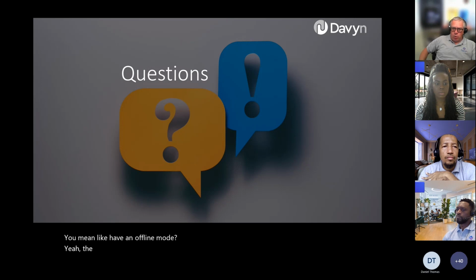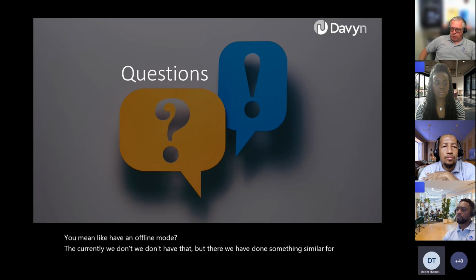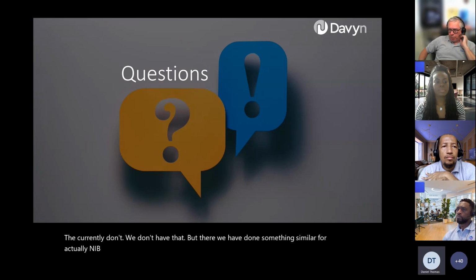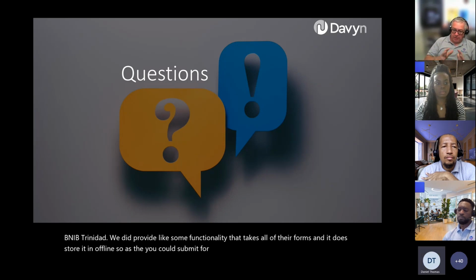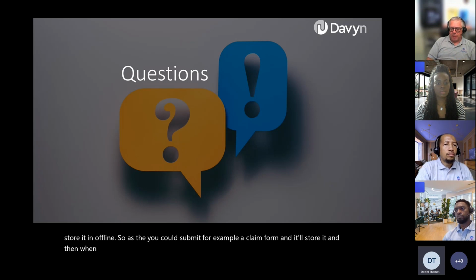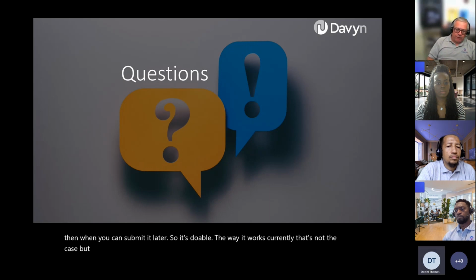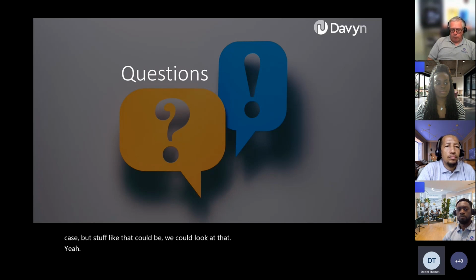Yeah. Currently we don't have that, but we have done something similar for NIB Trinidad. We did provide some functionality that takes all of their forms and stores them offline. So you could, for example, fill in a claim form and it'll store it, and then you can submit it later. So it's doable. The way it works currently, that's not the case, but stuff like that we could look at. Great, no problem, because in the Guyana scenario, that would be ideal because of our geographical spread and the type of infrastructure that we have in place currently. Mm-hmm.